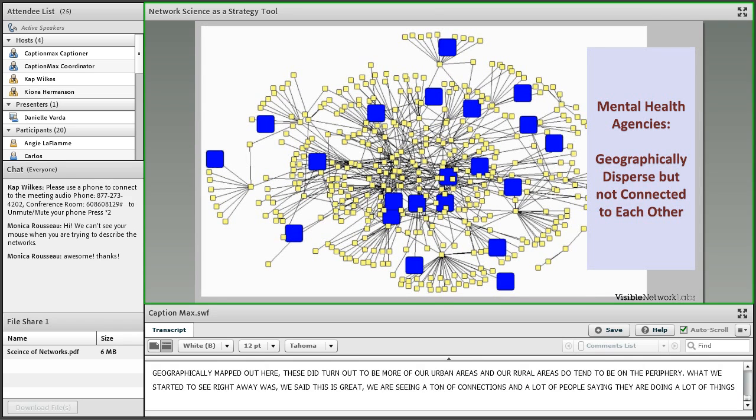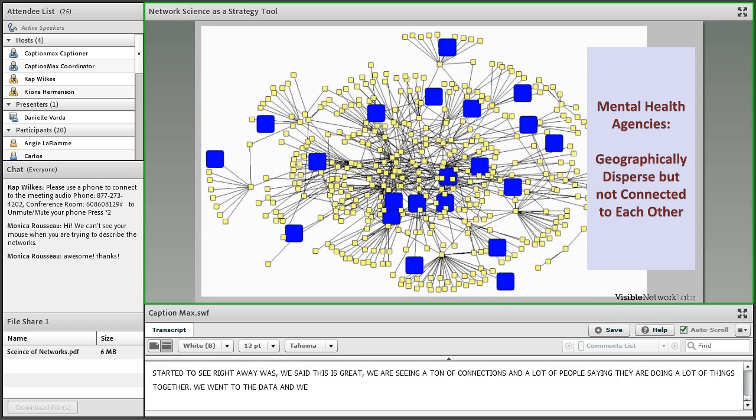and even though this is not geographically mapped out here, these did turn out to be more of our urban areas, and more of our rural areas do tend to be on the periphery. This is called the core and the periphery. So what we started to see right away is we were like, wow, this is really great. We're seeing a ton of connections, a lot of people saying that they're doing a lot of things together.